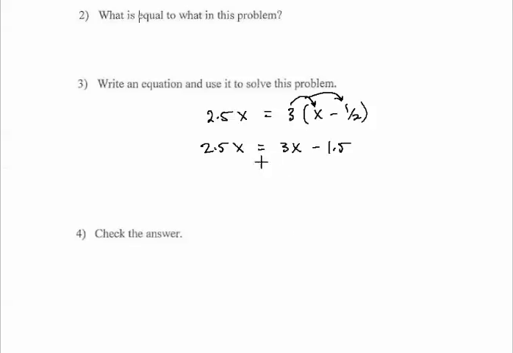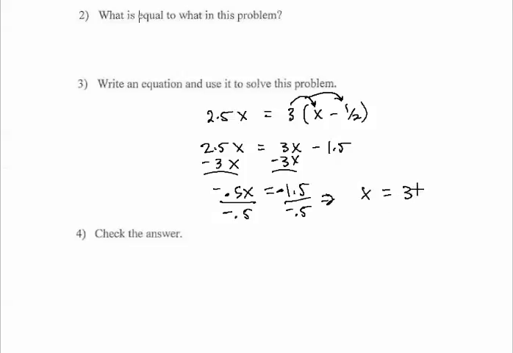We get the x's on the same side, so I could subtract 3x from both sides, and I'd get negative 0.5x equals negative 1.5. And now to finally get x by itself, I divide by negative 0.5 on both sides, and I get x equals 3, and our time units are hours.